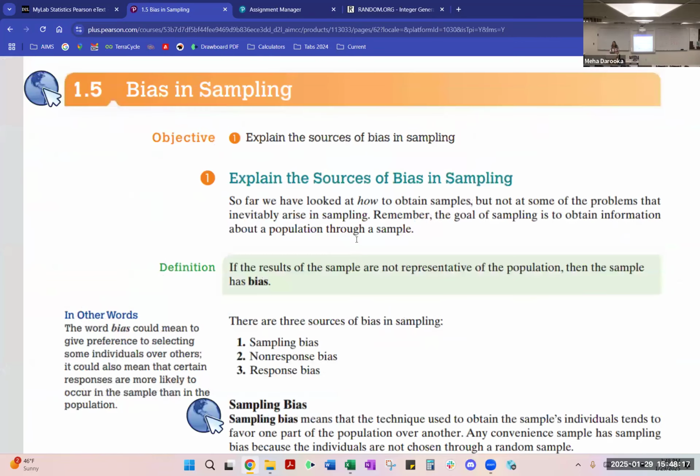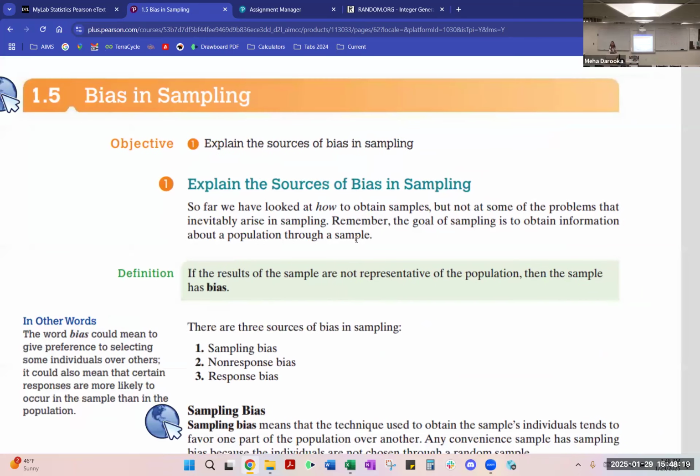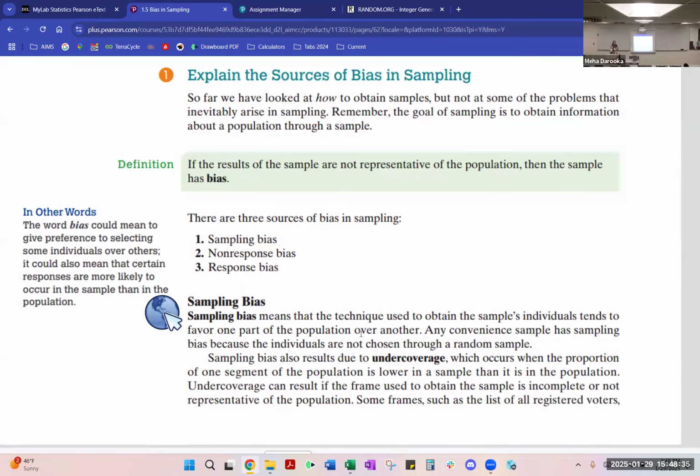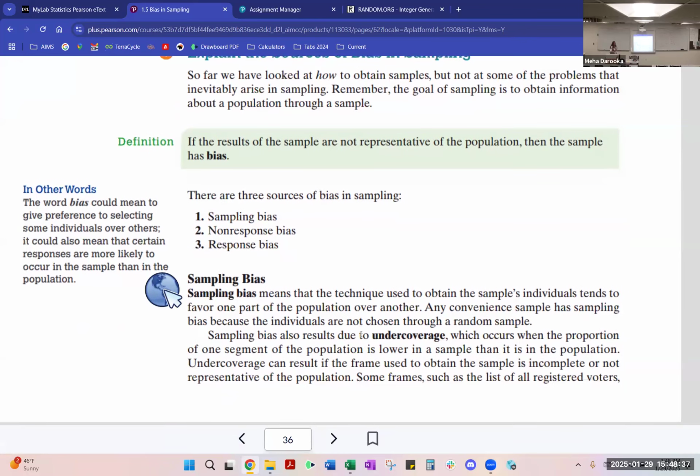All right, guys, here's the last part that we want to talk about: what kind of biases can we see in each of the sampling techniques. Basically, if the result of the sample does not represent your population, that is when we talk about the sample having a bias. Your 3 main types of bias can be sampling bias, which means there's an error in the way we sampled it, non-response bias, or response bias.